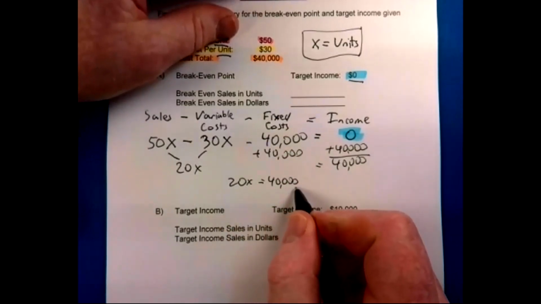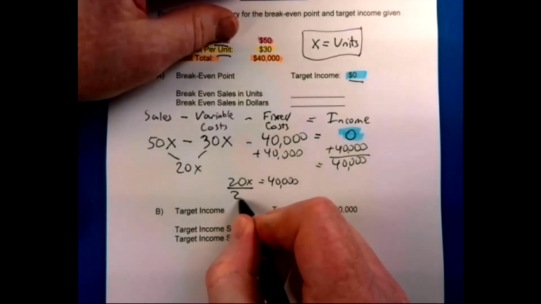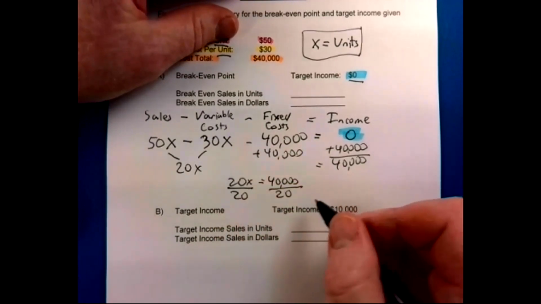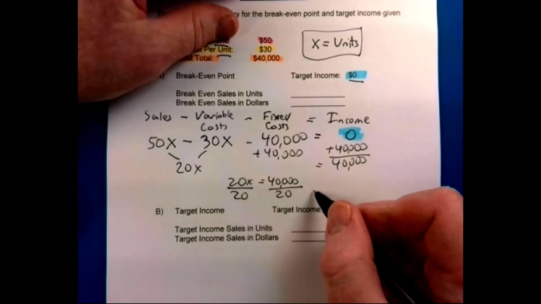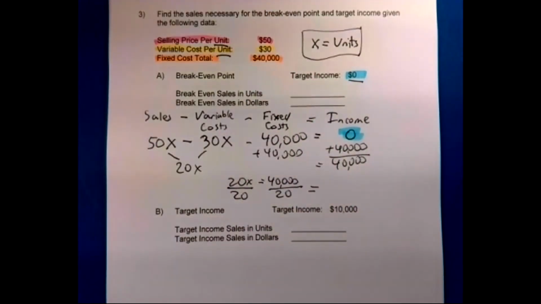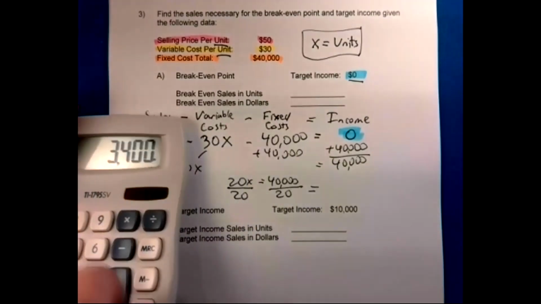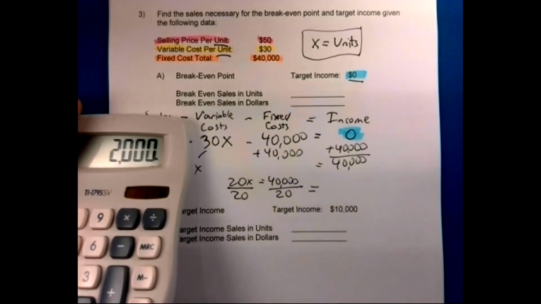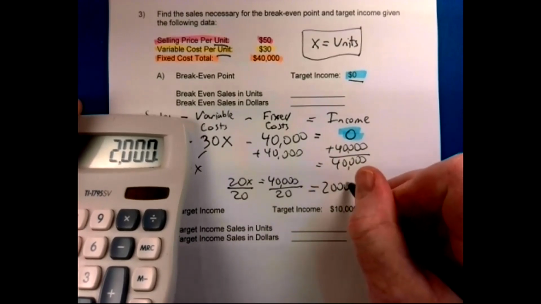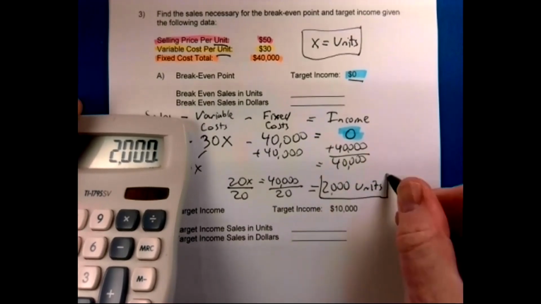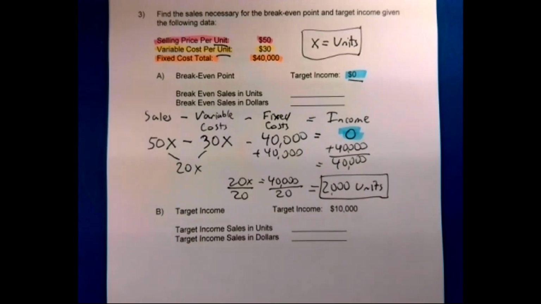So to solve for x, we're going to divide both sides by 20. 20 divided by 20 is just 1, so those drop out, this will be x. And 40,000 divided by 20 equals some number we need Mr. Calculator for. Okay, Mr. Calculator. So it takes 2,000 units to break even.